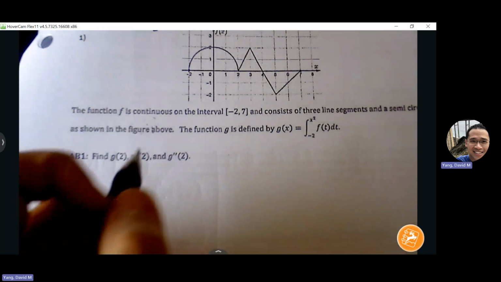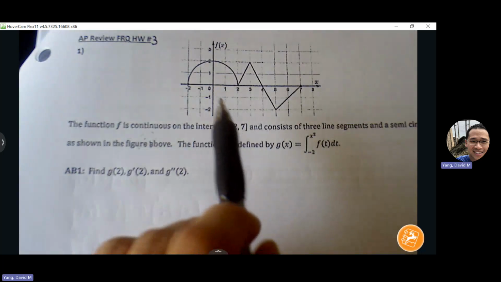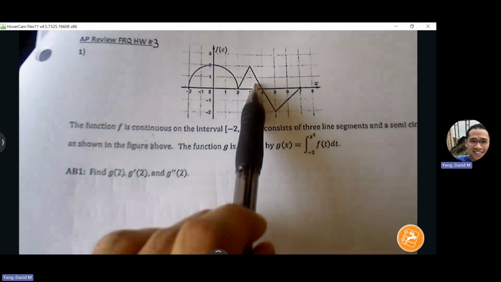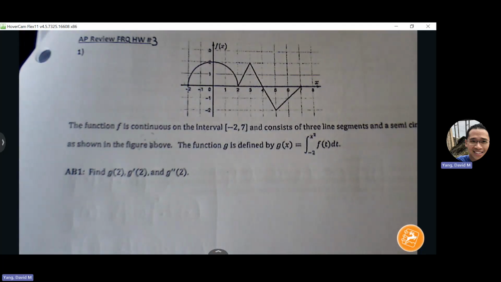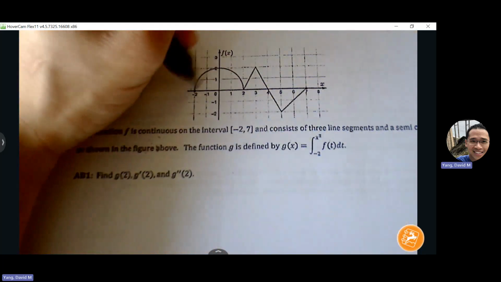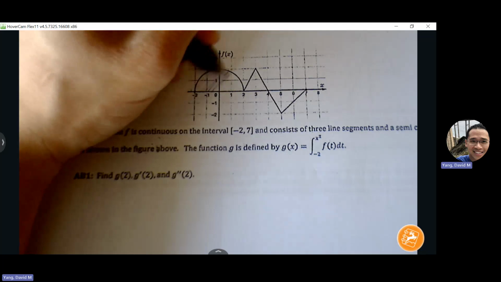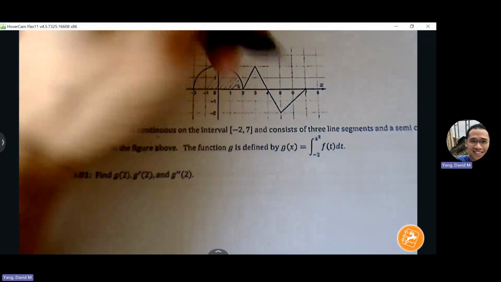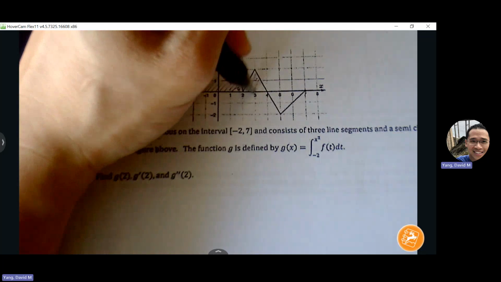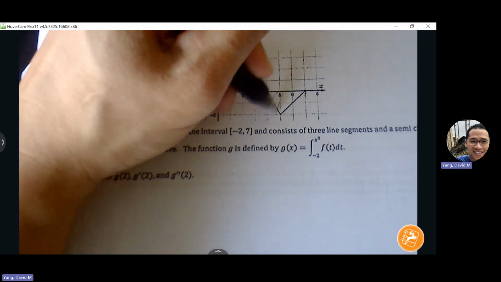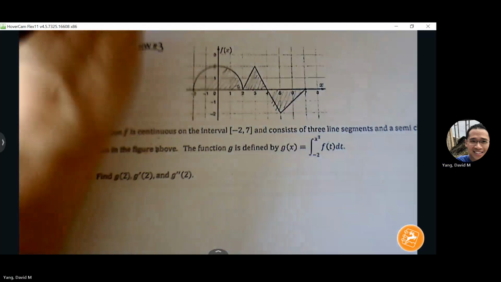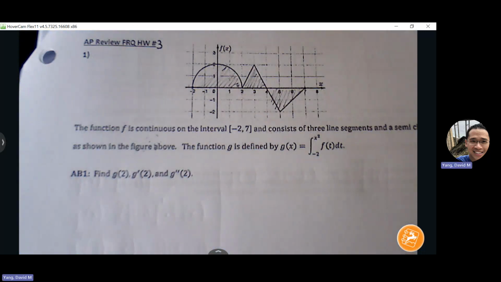Okay, so we have a graph of f of x. We see a semicircle, we see a triangle, and we want to lightly shade in. Ultimately anything involving the area of the graph, we're just looking at this region here, even though you may see other shapes. Those shapes are not part of the problem. It's just the semicircle, the triangle, and the triangle.